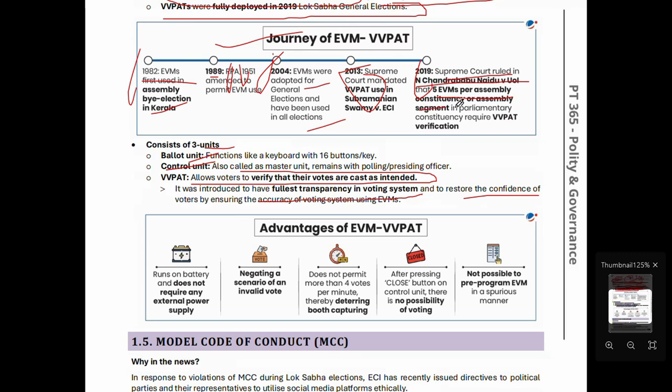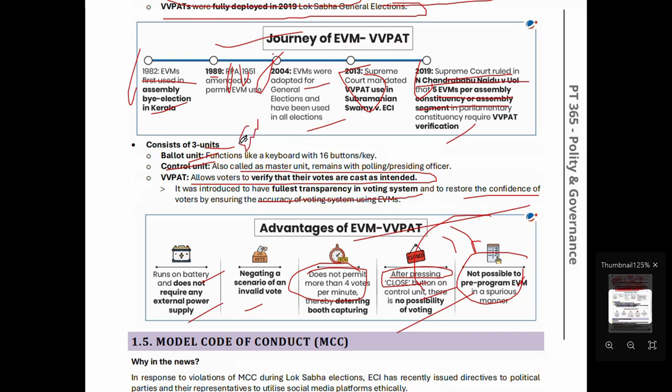What is the advantage of EVM? This is not an important point, but we need to see it one time. It runs on battery and does not require any external power supply. It negates the scenario of an invalid vote, and does not permit more than four votes per minute. After pressing the close button on the control unit, there is no possibility of voting, and it is not possible to pre-program an EVM. This is all about EVM and VVPAT. It is also given in Laxmikant. Okay, this is a static concept.